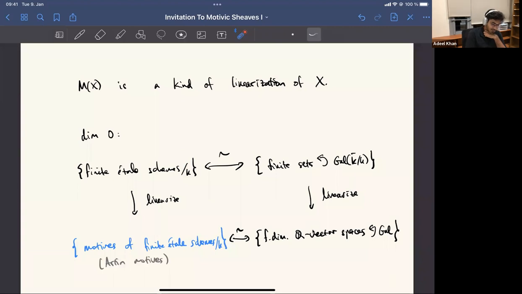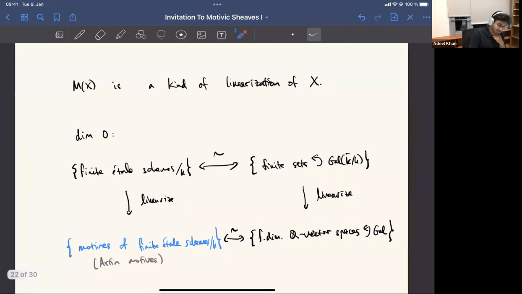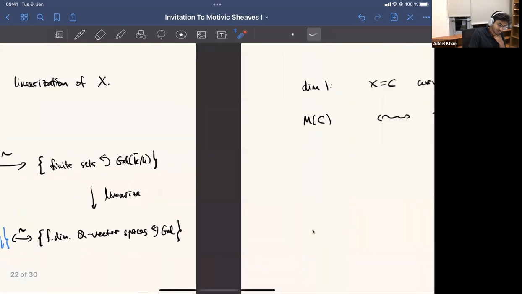I'm not going to go into this direction, but one motivation for motives, also one thing Grothendieck was trying to do, is to think of motives of higher dimensional schemes, or motives in general, as some kind of higher dimensional version of Galois theory in some sense. And that line of thinking led him to the idea of the motivic Galois group and motivic Galois theory. But that's sort of a different story, which I won't talk about here.